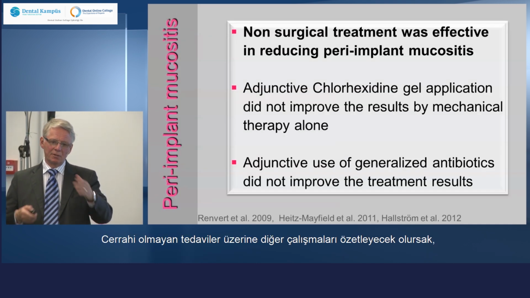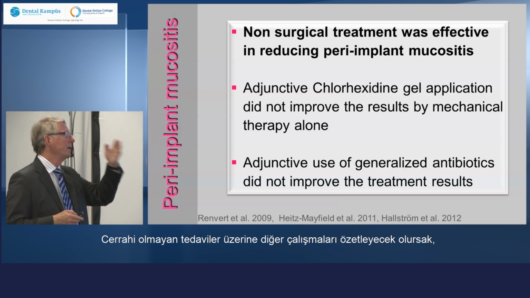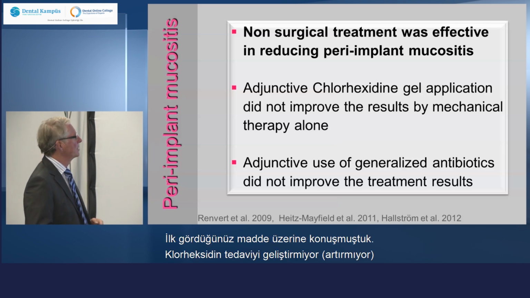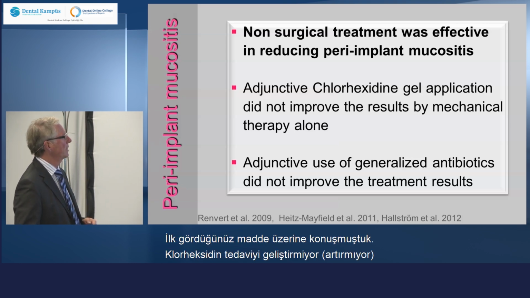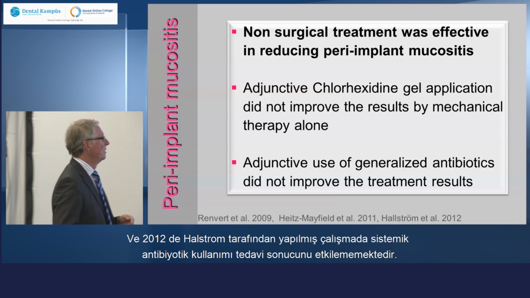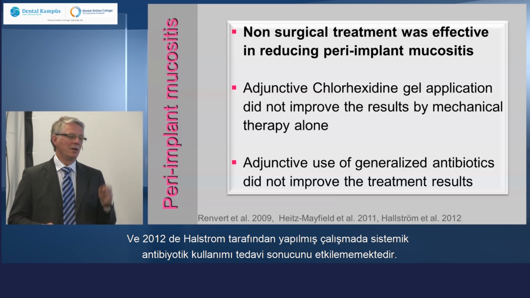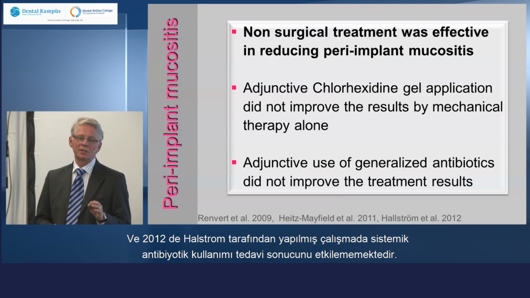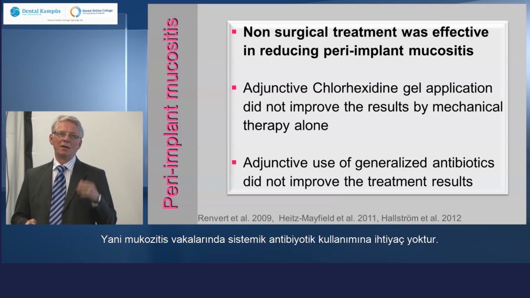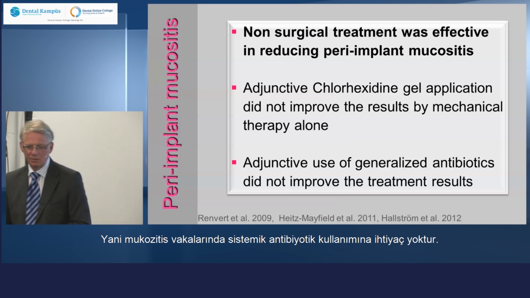And now, just to sum up some other studies on non-surgical therapy, you see the first one we've talked about, that chlorhexidine does not improve it. And there has been a study published in 2012 by Hallström et al. showing that the adjunctive use of systemic antibiotics does not improve treatment results. So there is no need in mucositis cases to use systemic antibiotics.